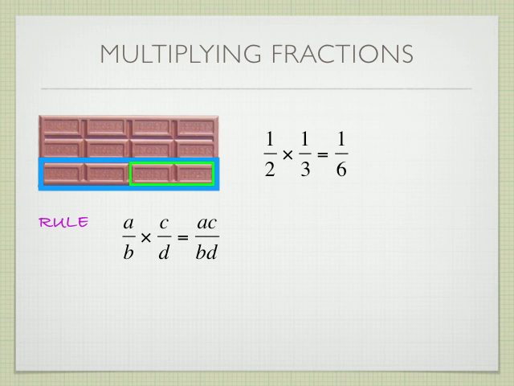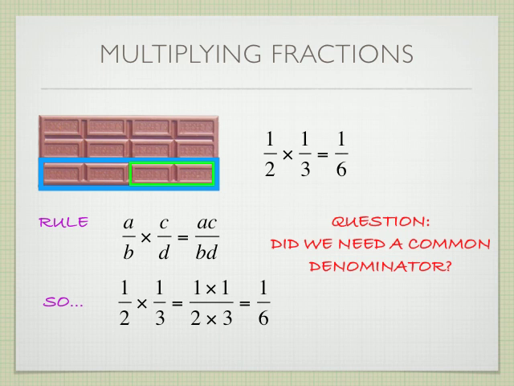Here's our rule. If we're multiplying fractions, we just multiply straight across. So we have 1/2 times 1/3 is 1 times 1 on the top, 2 times 3 on the bottom, and we get 1/6. So mathematically, we just multiply straight across, but in chocolate it made sense too. Did we need to get a common denominator? No. Remember, if you're multiplying or if you're dividing fractions, you don't need a common denominator.